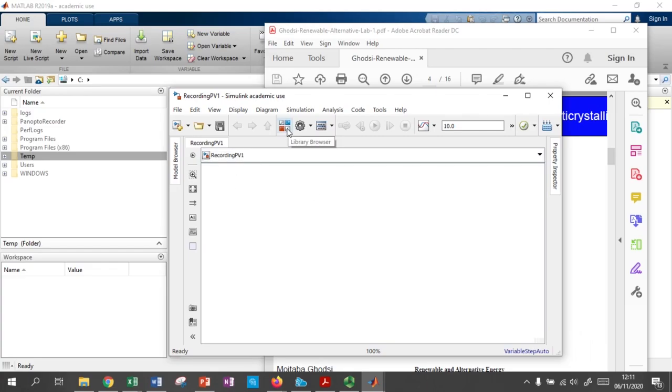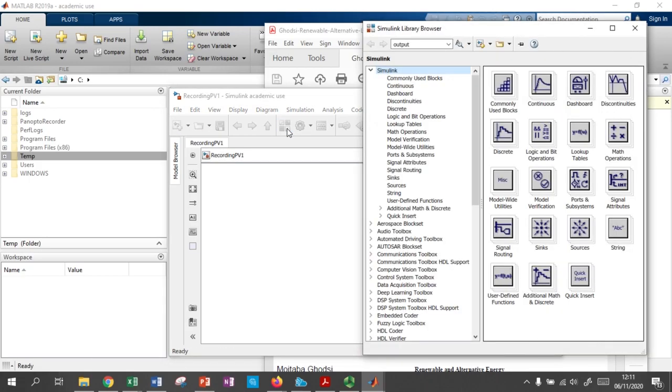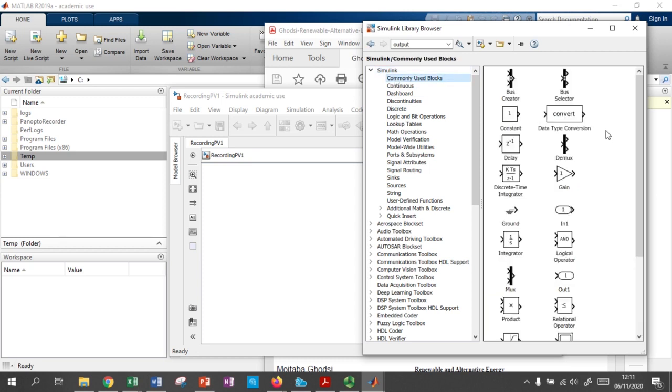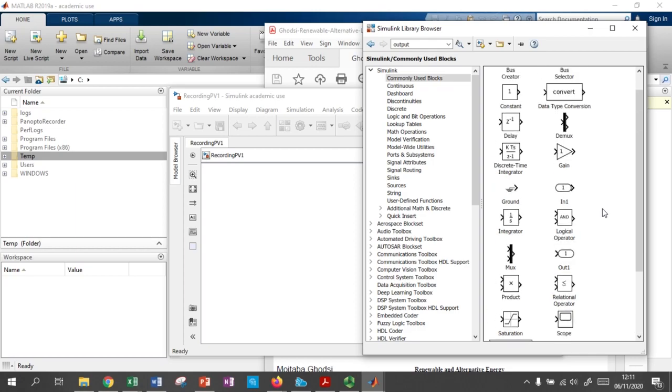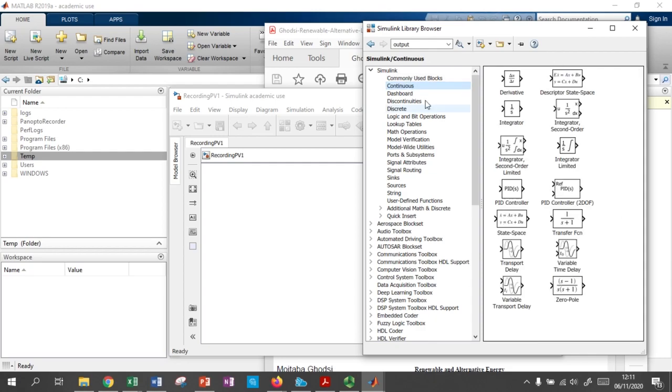Now there is something that I would like to show here, which is the library. If you click on the library, you will find most of the toolboxes that are available here. Look, we have commonly used blocks, normally bus creator, constants, discrete time integrator, all of them that are used in normal programming, in normal Simulink, they are available here. But you can find a lot of other things like the continuous functions, like derivative, like integrator. All of them are in the S domain.